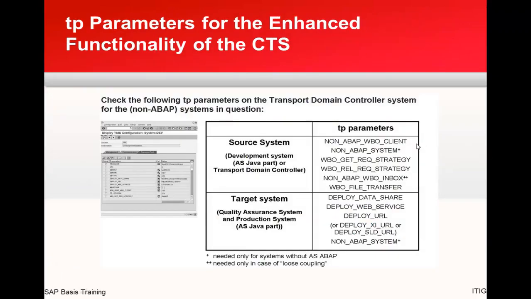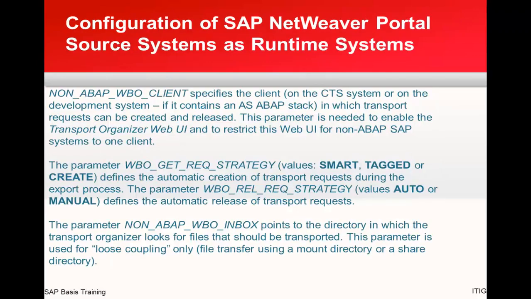Basically this is in the source system JPD. Now the parameter get request strategy, values are smart, tag, or create. This defines the automated creation of transport requests during the export process. The parameter release request strategy, that is auto or manual, defines the automatic release of transport requests. Basically there are two ways it can happen. One is you manually attach the objects. Another is it is taken care of automatically. So it is governed by these two parameters.